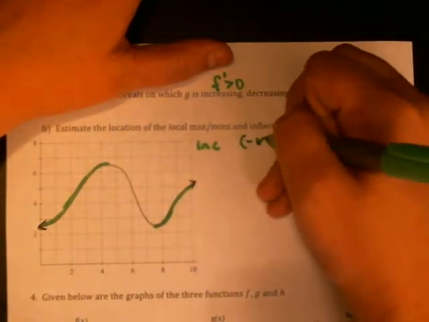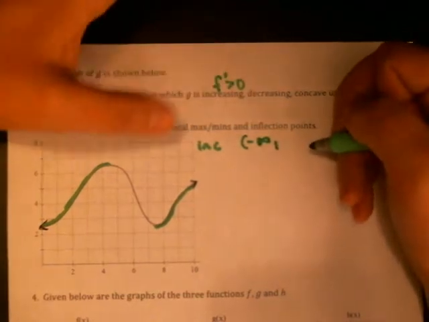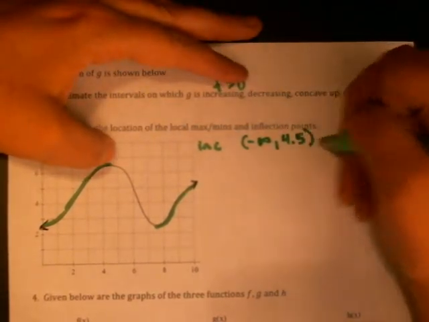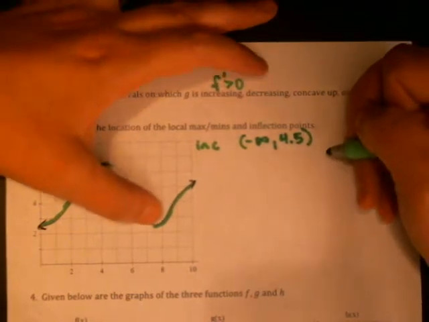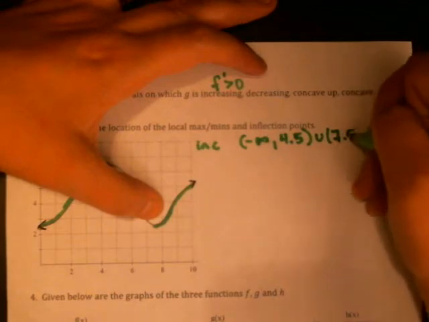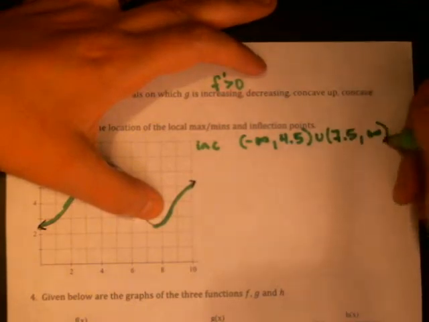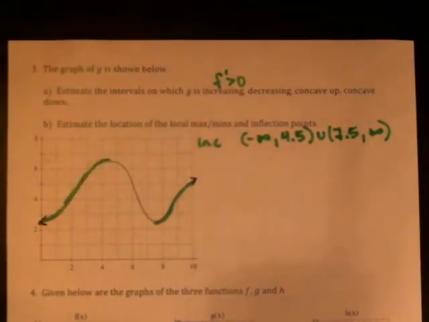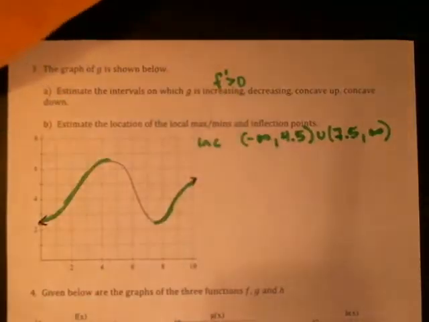So from negative infinity to, I don't know, about 4.5, it looks like the function is increasing. And then from about 7.5 to infinity, it looks like it will continue to increase. So interval notation or inequalities, I don't care, but you should be able to use some correct notation to describe these things.